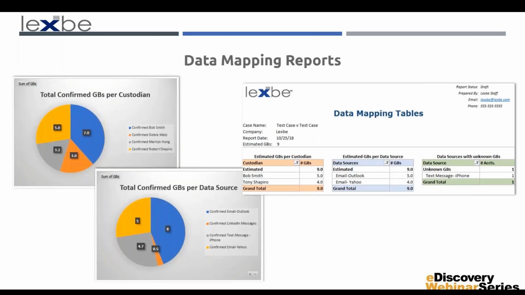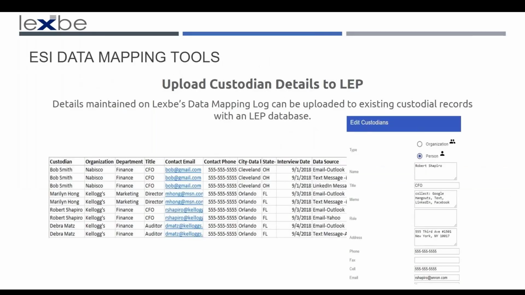This next slide shows that the information can be tied in with your eDiscovery platform. So here this data mapping log is being uploaded into our platform, LEP, which is the Lexbe eDiscovery platform, and the information about custodian and the data can be brought into the system so you can access it consistently with your eDiscovery platform, if that's helpful, which I think it often is for developing timelining and other things that are being done as part of discovery.